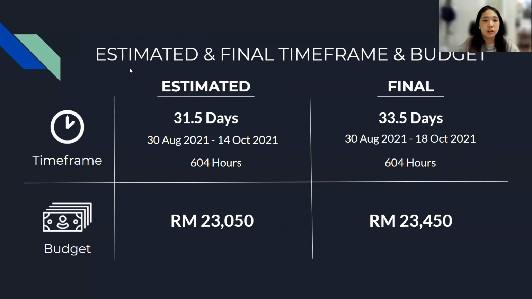And so now I'll be talking about the estimated and final timeframe and the budget. So for the timeframe, the estimated timeframe is 31.5 days, which is from 30 October 2021 till 14 October 2021. And the total hours for our estimated timeframe will be 604 hours. While for the final timeframe, we'll be taking 33.5 days, which is an extra of 2 days in the duration, and it will be from 30th August 2021 till 18 October 2021.